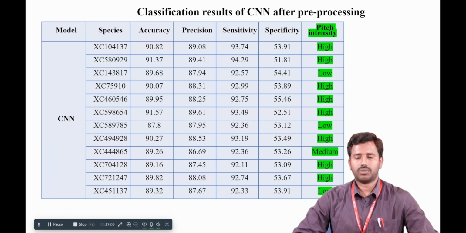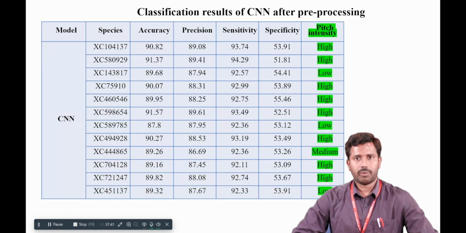So this table shows the classification results after pre-processing. If we are not doing pre-processing, the entire bird voice becomes high pitch only because of background noise. After removal of background noise, it is easy for the machine to classify the bird in terms of pitch and frequency, whether high, low, or medium. For all the 12 samples I am listing here.